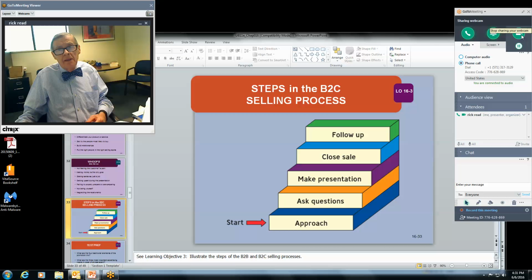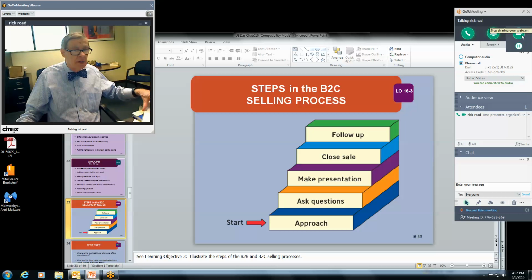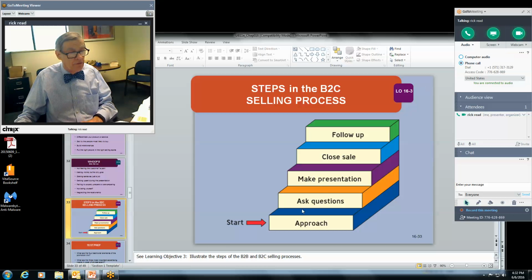Now, you notice here that the B2C, business to consumer, is a little bit different. So you have an approach, you don't have a pre-approach, a little bit different here. Asking questions, making the presentation, closing the sale, and again, a follow-up. And you can see this graphically displayed at the top of page 459.